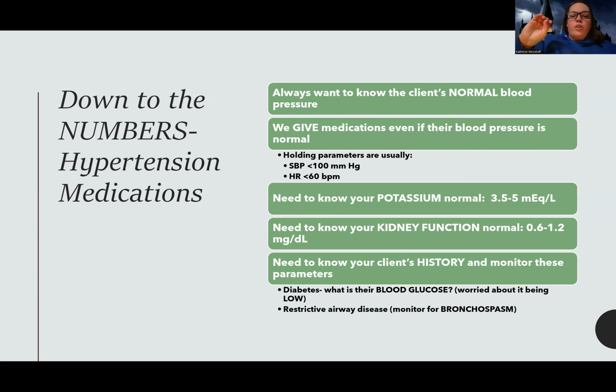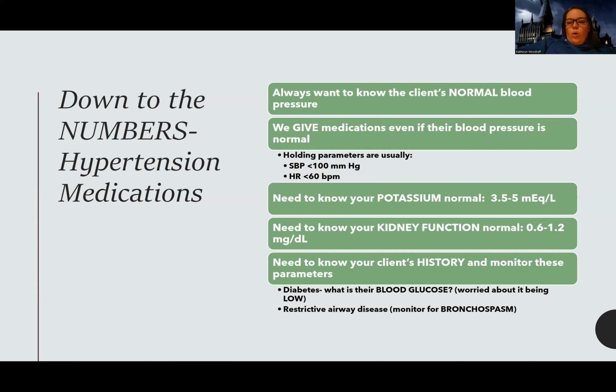Now, you need to know your potassium normal. Then go back and think, which meds are related to potassium? Potassium sparing diuretics, potassium wasting diuretics like loop and thiazides, ACE inhibitors and ARBs are also related to potassium. You need to know your kidney function. Then you could go back and think, which of the meds were related to kidney function? Diuretics and ACEs and ARBs.